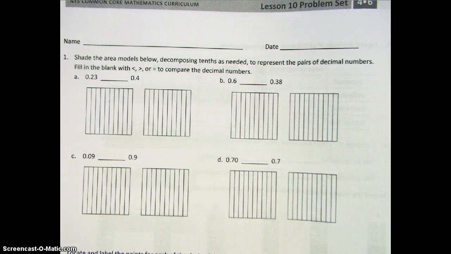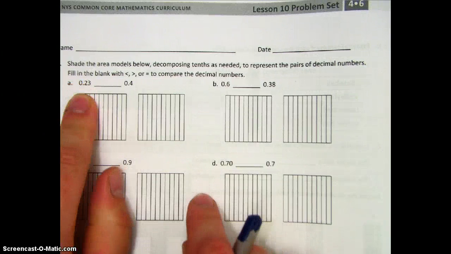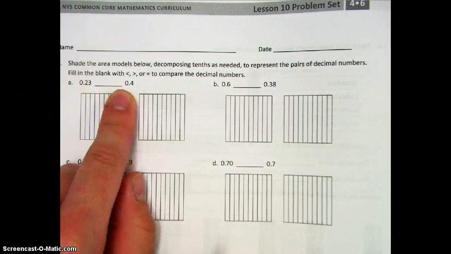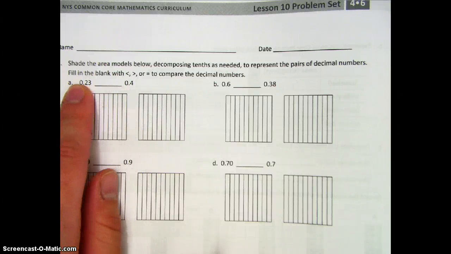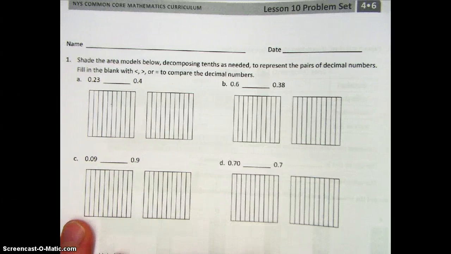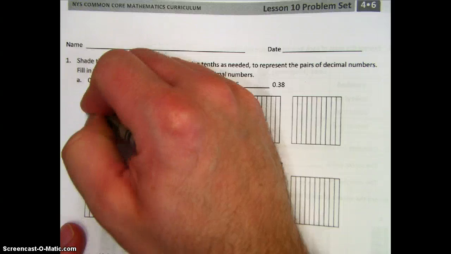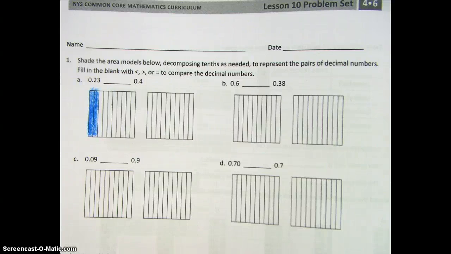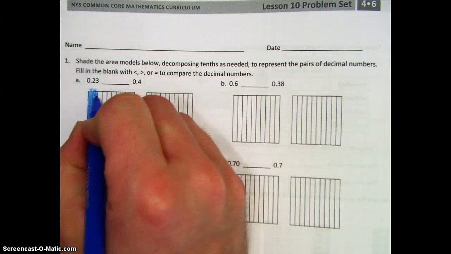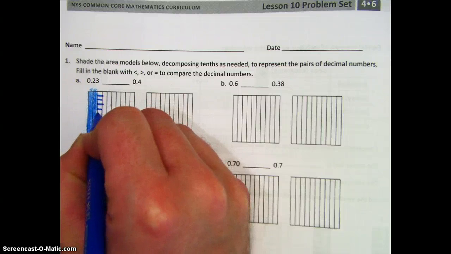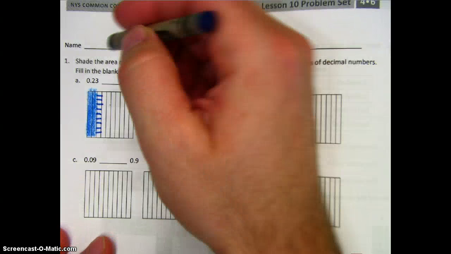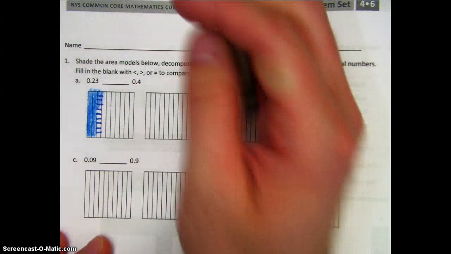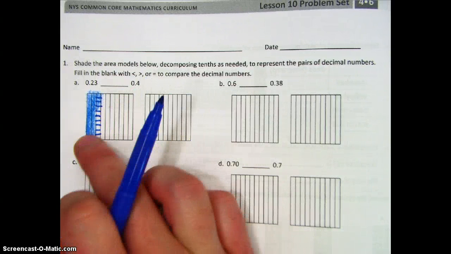So starting off here with letter A, we see that we have 23 hundredths and 4 tenths. Okay, so again, be very careful of the place value. Starting off here with 23 hundredths, we know what that means, that we have 2 tenths. So we're going to shade in 2 tenths. Now we have 3 hundredths. So on our next line, we're going to break it up into our hundredths, and then we're going to shade in 3 of them.